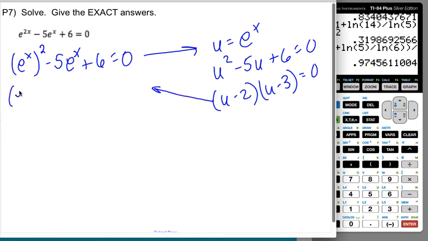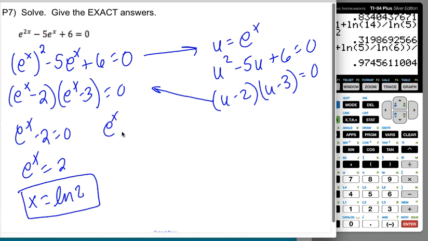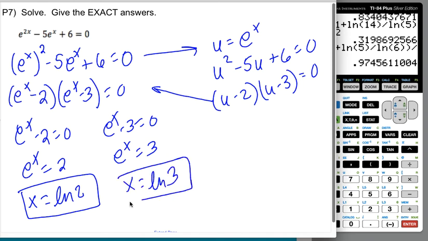So my two factors are going to be e to the x minus 2, e to the x minus 3. So either e to the x minus 2 is 0, which is e to the x equals 2. x is the natural log of 2 when I take the natural log of both sides. Or e to the x minus 3 is 0. e to the x is 3. x is the natural log of 3. So here I do have two answers, right? And so those are both my answers.